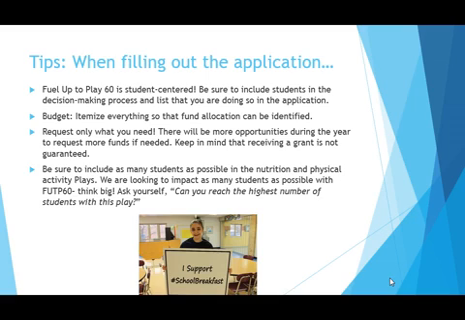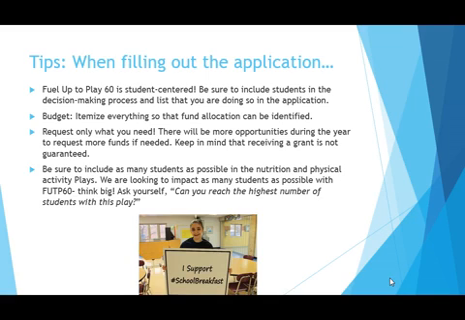Also on the budget, itemizing everything is very important. You know, just a lump sum of money, say for food, doesn't give us enough detail to be able to make a good decision on awarding grants. So be sure to include a lot of details there. And also request only what you need. In the past, we found a number of schools that request what they think they'll need, and they find they really haven't spent it all by the end of the year. So, give some thought to how much you're really going to need and request that much.